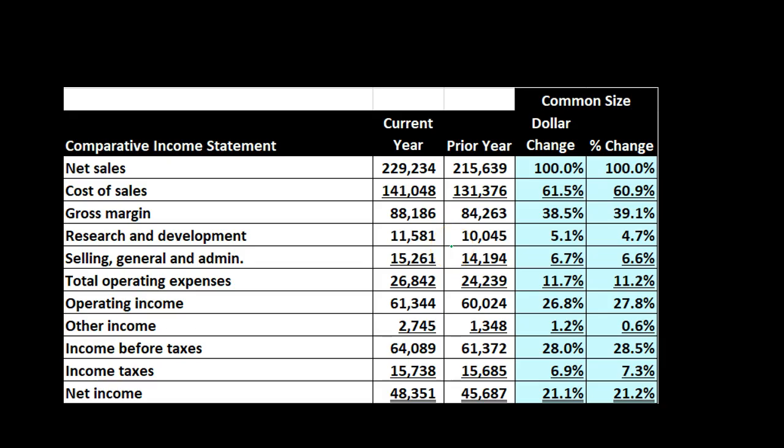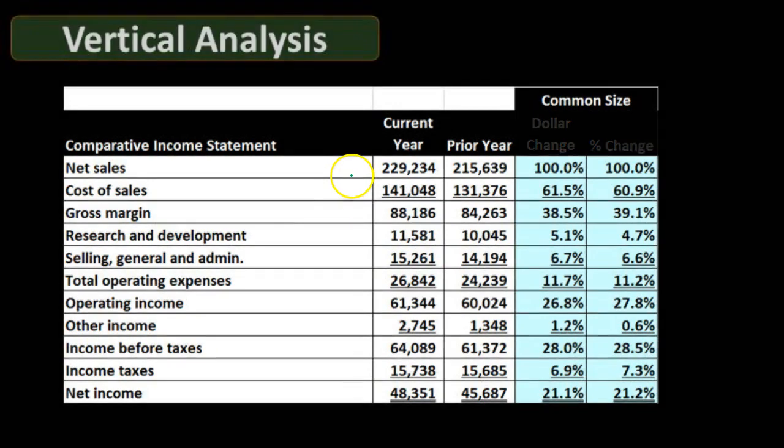We could do the same thing for the income statement, where we would compare everything to, in this case, the most important number, net sales, the sales number, the generation of revenue. So we would compare, for example, the cost of goods sold here, 141,048, over the sales line, which is 229,234, and that's going to give us the 61.5%.